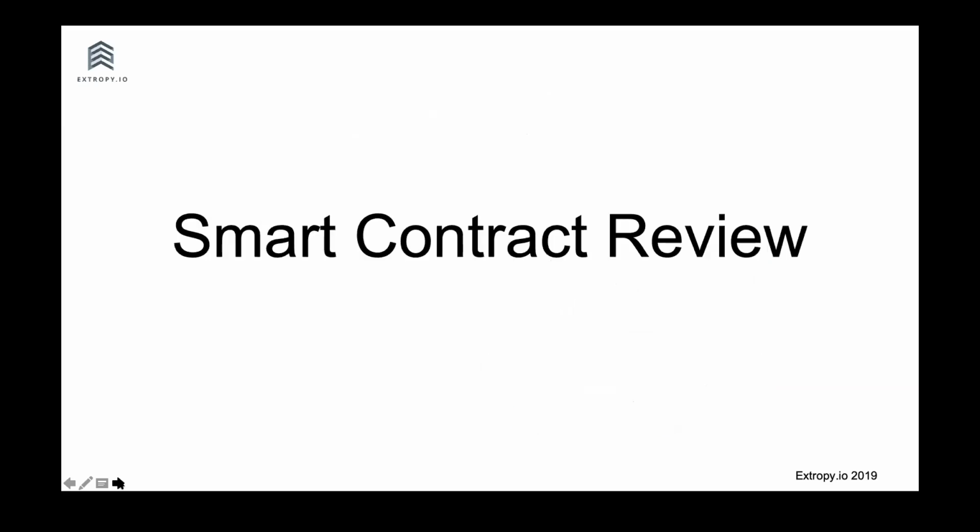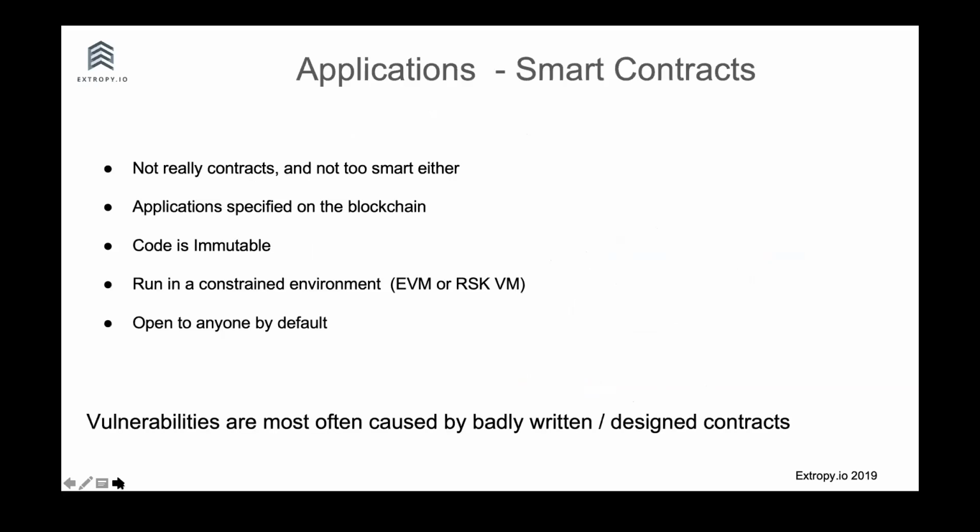Okay, so that's some of the things you may see just generally around blockchain, but at the protocol level. We're more concerned with what will happen with your smart contracts. So just a quick reminder about smart contracts. They're not really smart. They're not really contracts in the traditional or any legal sense, and they're not too smart either. They're just applications that we specified on the blockchain. They run in an EVM, so, for example, the Ethereum EVM or the RSK EVM.